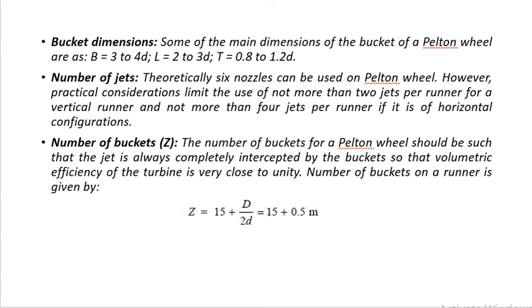The next design aspect is the number of buckets on the runner. The number of buckets we can calculate with the help of this formula, that is 15 plus capital D upon 2d. This is the maximum number of buckets which we can use on the Pelton wheel, and you can see that it depends on the value of the diameter of the wheel. If the diameter is large, the number of buckets will increase. If the diameter is less, the number of buckets will decrease.